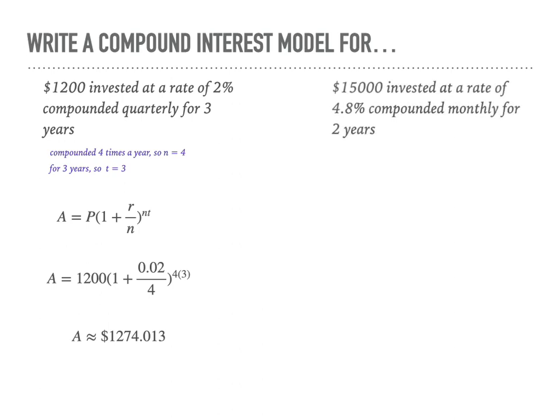And here's a second example: $15,000 invested at a rate of 4.8%, compounded monthly for 2 years. Now I want you to pause and think, how many times is this compounded? What is the N value? It's 12, because it's compounded monthly and there's 12 months in a year. And it does so for 2 years, so T equals 2.